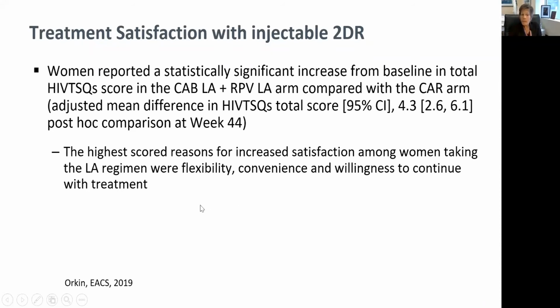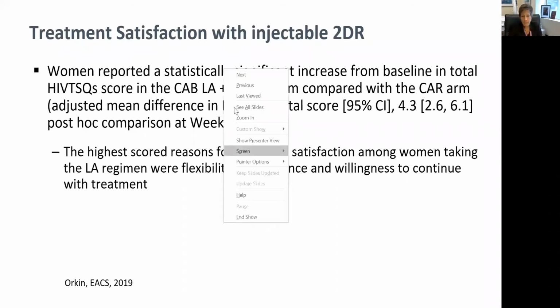And the reason for that is because the regimens were flexible, convenient, and most of the women were willing to continue taking these drugs. Of course, the caveat, as we've all alluded to in these trials, is that people who are going to participate in studies of injectable drugs are going to be people who are more likely to be satisfied with these treatments, and people who might be afraid of taking an injectable drug would never have been enrolled in the first place.